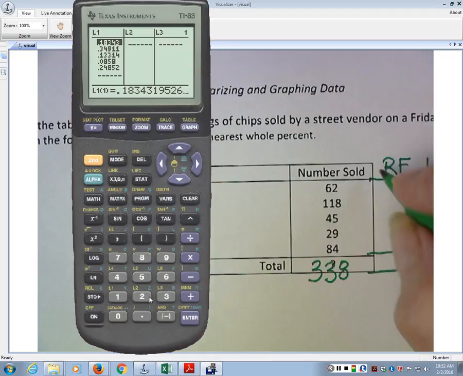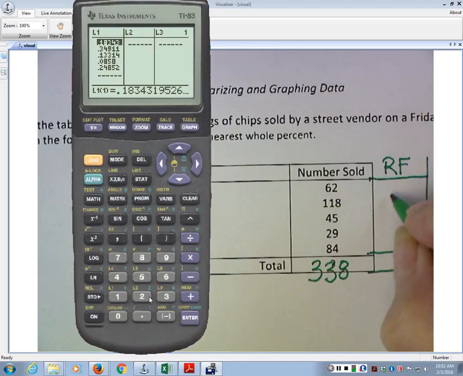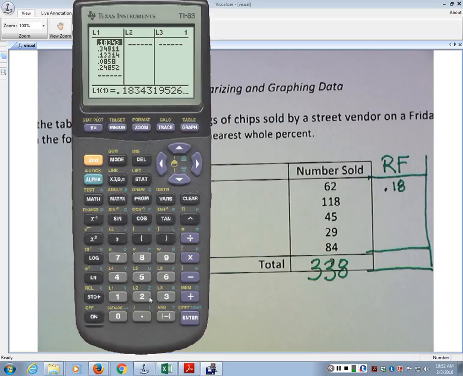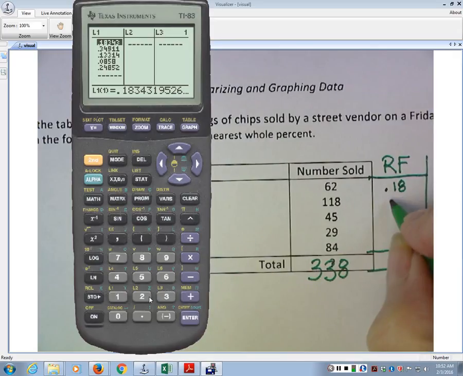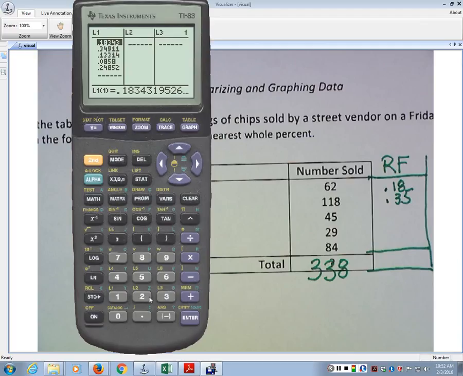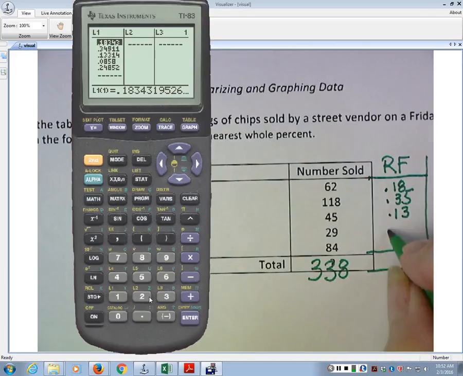So the first one is about 0.18. Just go to 2 decimals. And 0.35. And 0.13. And 0.08 and 0.25.